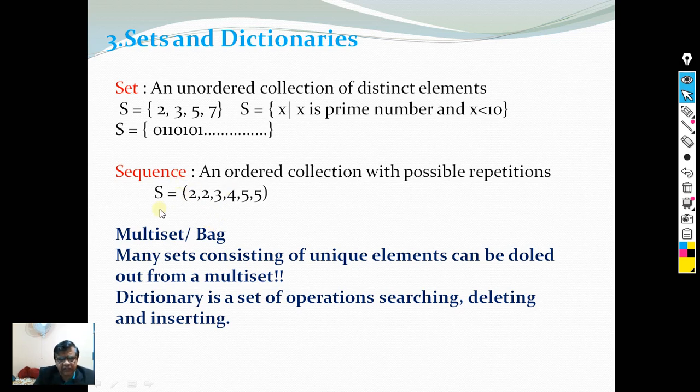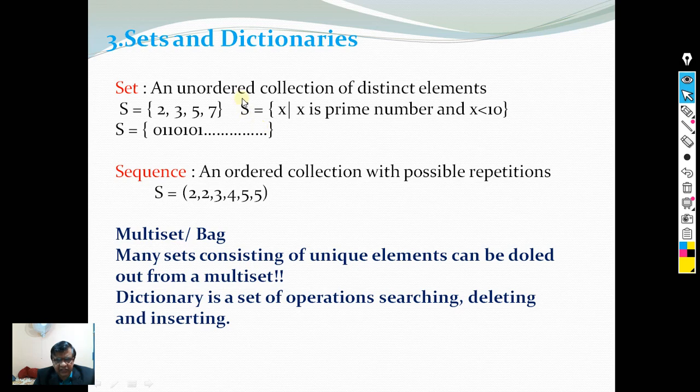A sequence is also called a multiset or a bag, because multiple sets can be constructed out of a sequence. You can construct at least so many sets from here: 2, 2, 3, 4, 5, 5. Sets 2, 3, one set; 3, 4, another set; 4, 5, another set; 5, 2, another set. Therefore it is called a bag, a multiset. Many sets consisting of unique elements can be doled out from a multiset.